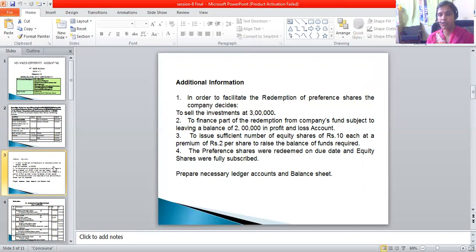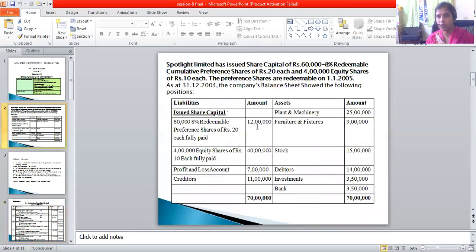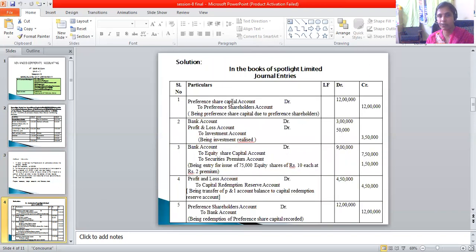The preference shares were redeemed on due date, equity shares were fully subscribed. So here the organization is issuing the fresh equity shares. So that is also taken care of, and that is subscribed also. Now let us look at the journal entries which we'll have to go with. So preference share capital account. This is the amount that the organization has to pay to the preference shareholders. So preference share capital account is closed and they become the creditors. The amount that is there will be due to the preference shareholders account.